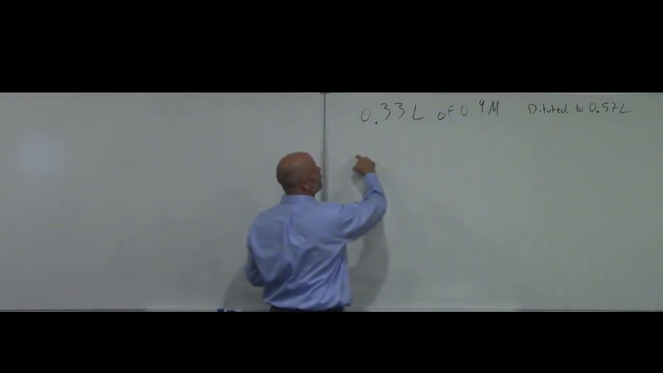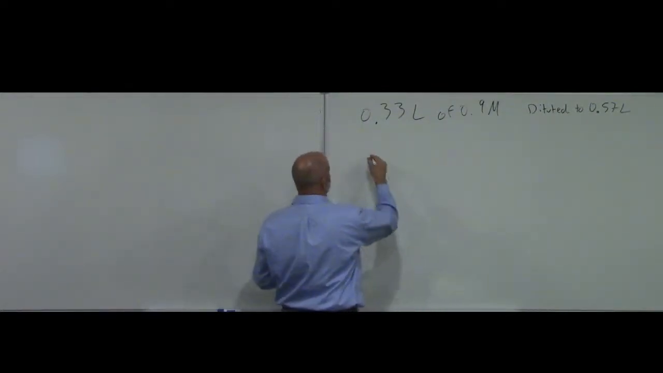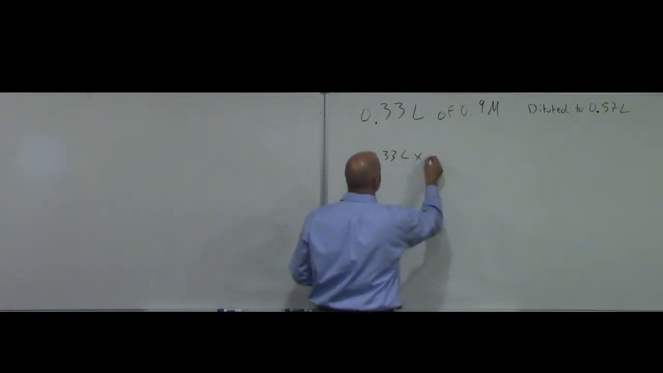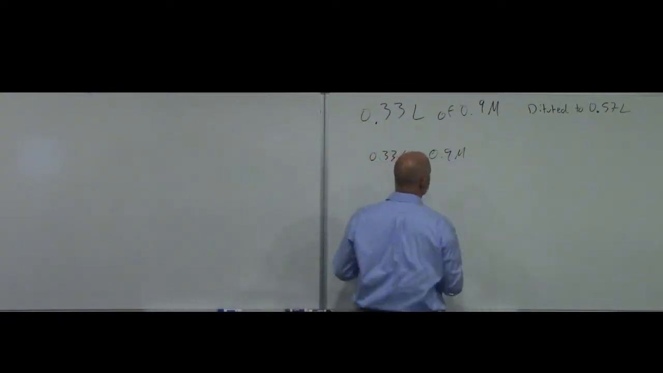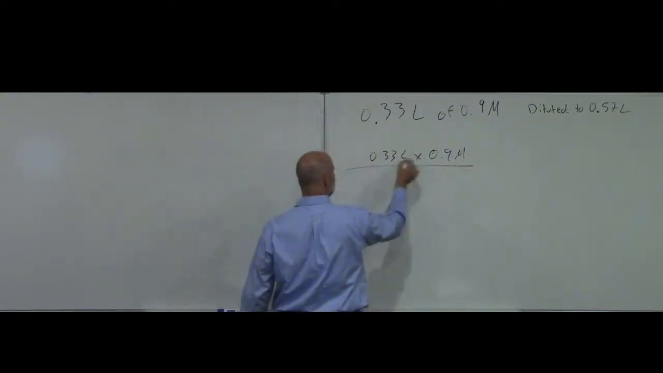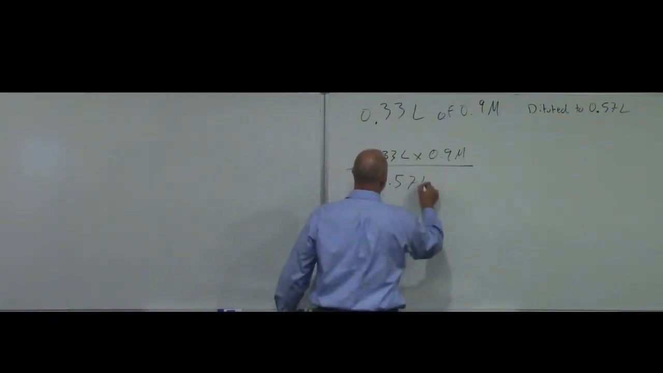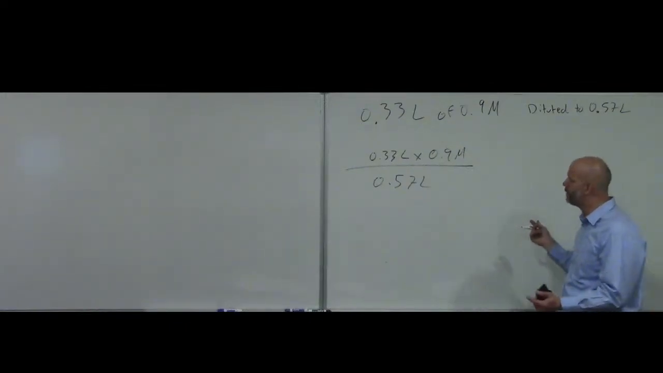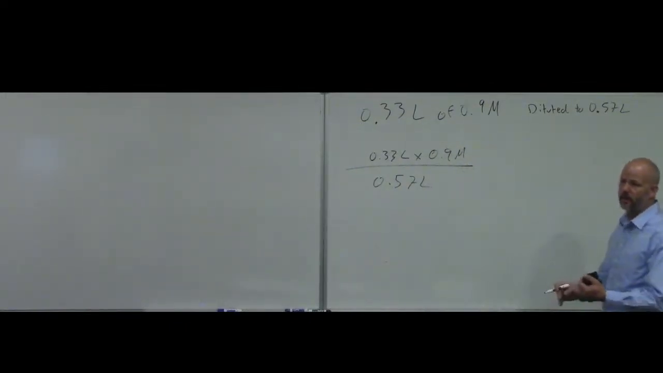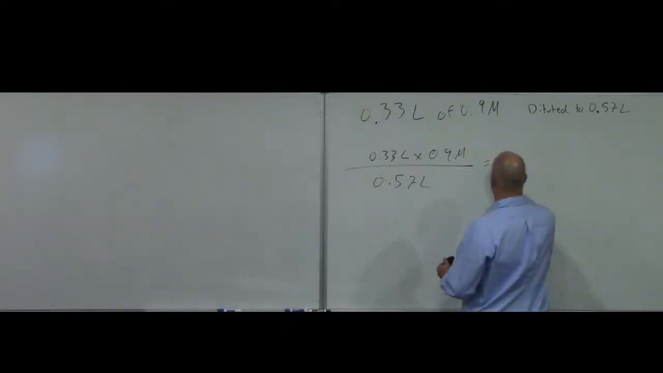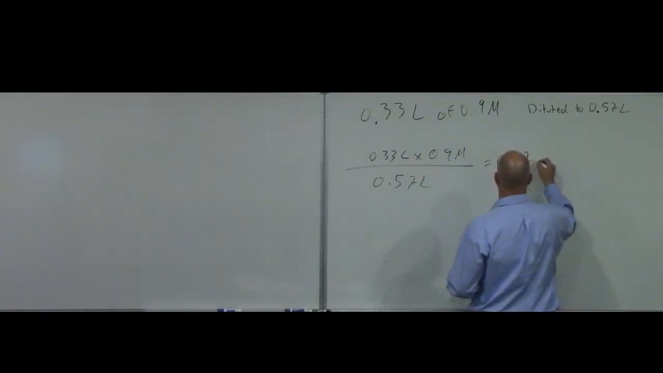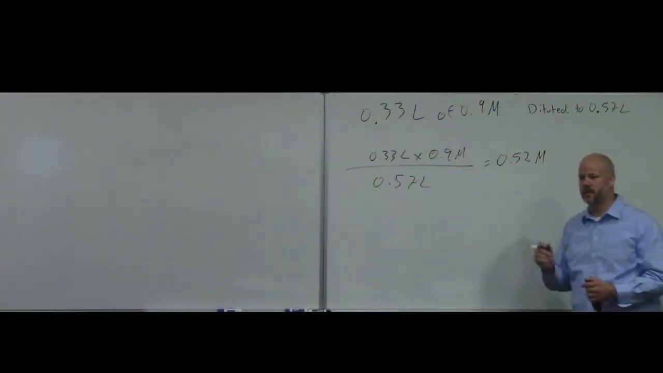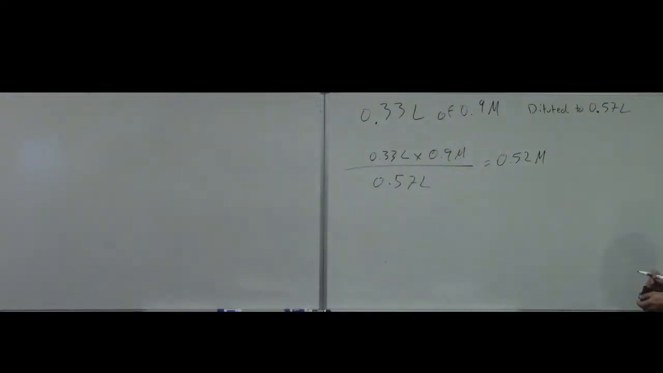I still want to come up with the number of moles, so I multiply 0.33 liters times 0.9 molar, right? And then I just set that over 0.57 liters. So even though the numbers got more complicated, the formula is still super simple to do this dilution, right? So what did you come up with? 0.52. Anybody else get the same thing? Yes. Awesome. Okay.